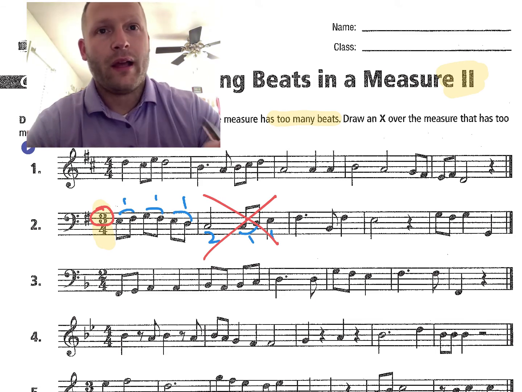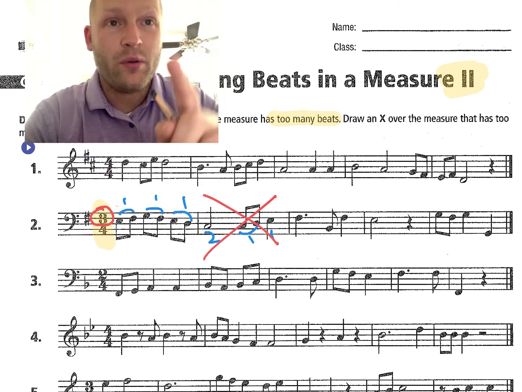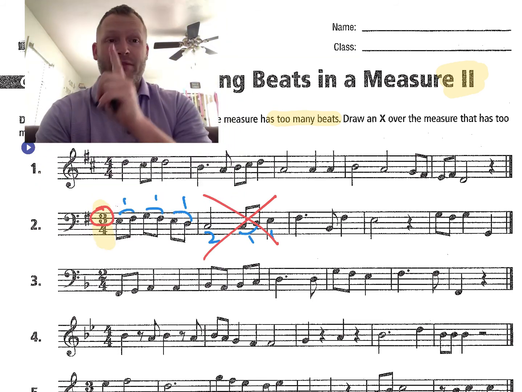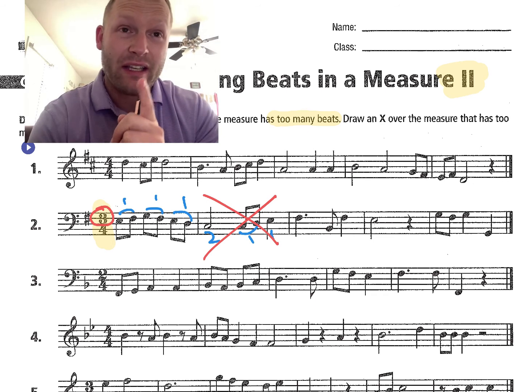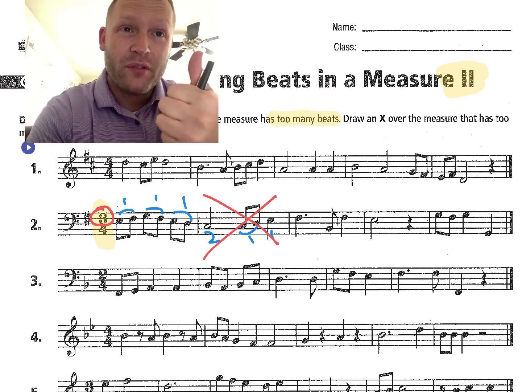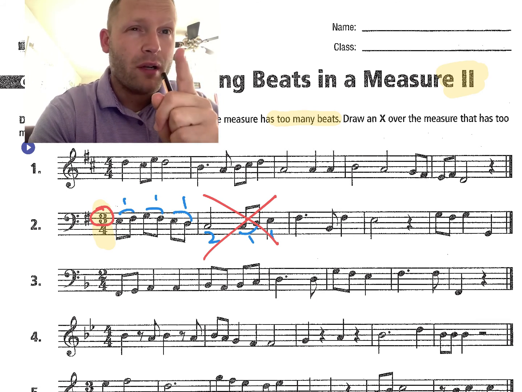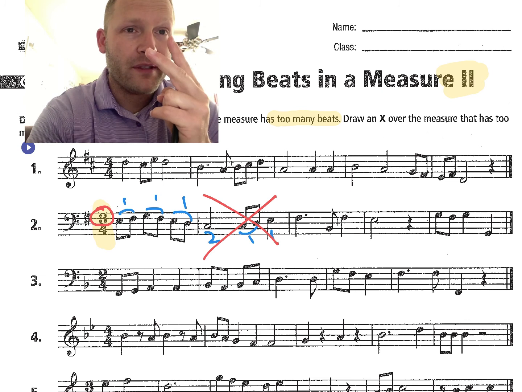Okay, now I'm just going to take a peek behind here. Okay, good. It does say that only one measure has too many beats, which is nice. Some of these pages are sneaky, and there are multiple measures. So think about all of these notes. Notes and rests, add them up, count the beats, figure out what's wrong. Okay, 2 pages. Get busy, okay?